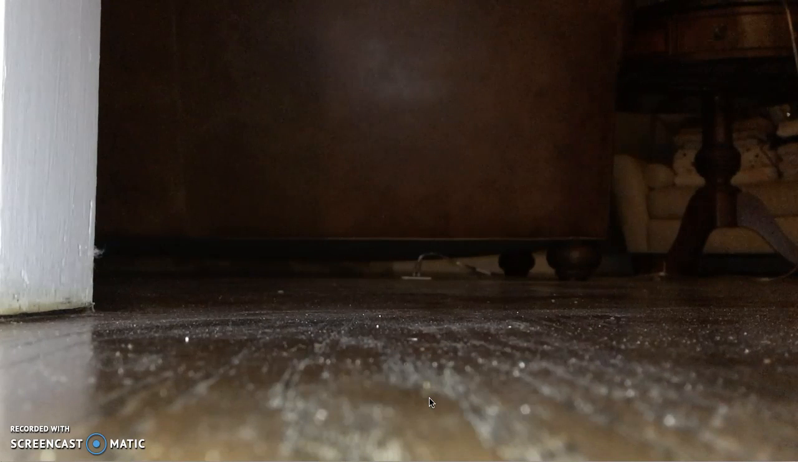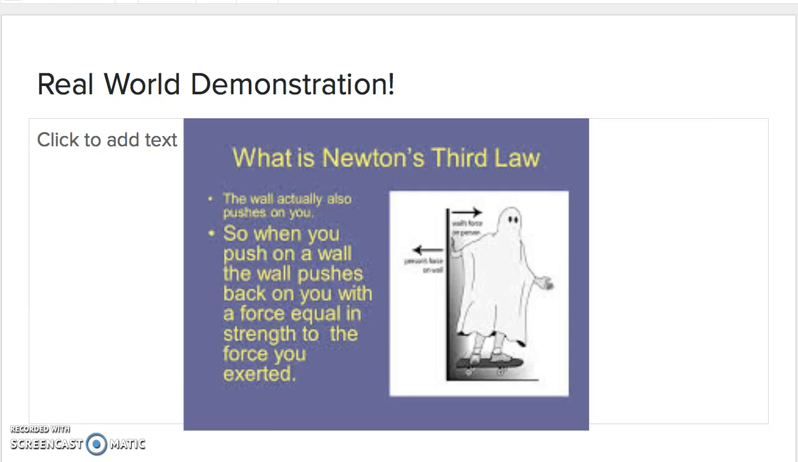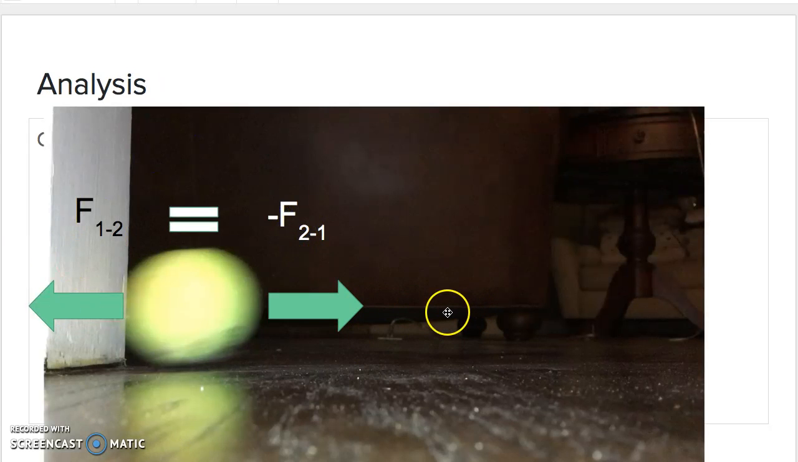But this is not like in space in the ideal world where this could be taken. But this is also represented on this picture. When the tennis ball was rolled towards the wall, the force of the ball acting upon the wall was that you exerted, which produced an equal in magnitude but opposite in direction force that pushed the ball backwards.